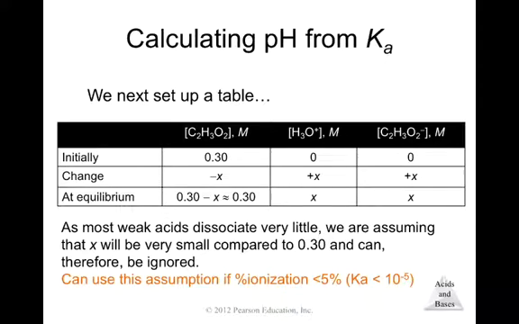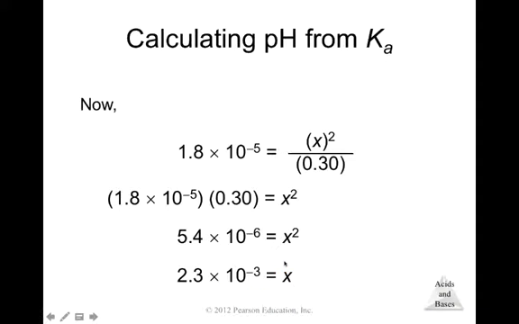Here's a cool trick that we can do, though. For most weak acids, they dissociate very little, like we just saw. So we can assume that x is going to be very small, especially compared to 0.3. So basically, it doesn't matter. With sig figs, it's the same thing. So it's going to stay as 0.3. You can make this assumption if your percent ionization is less than 5%, or if your Ka is less than 10 to the minus 5. Whenever you're given a problem like this on the AP exam, you're going to satisfy these conditions, so you don't have to really worry about it too much.